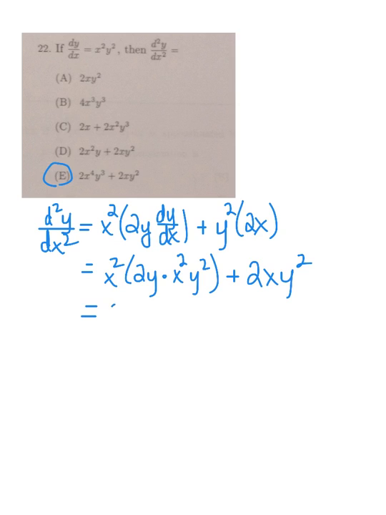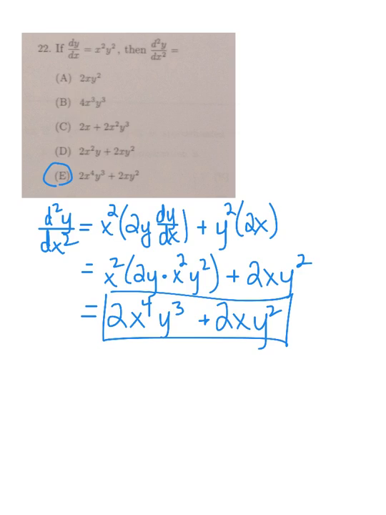All right, so I'm going to put the 2 in front, and if I look here, I have an x squared and another x squared, right? So that's going to give me x to the 4th. And then if I look again, I have a y and a y squared, so that's going to give me y cubed. Y cubed plus 2xy squared, and there is your answer.